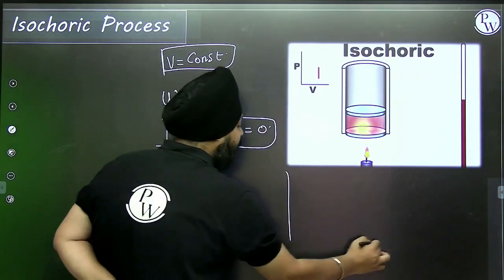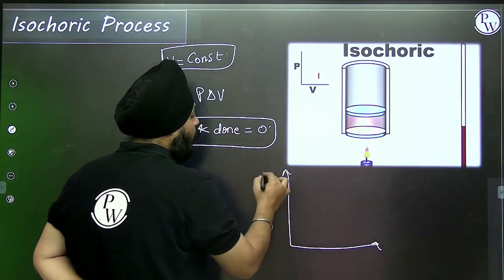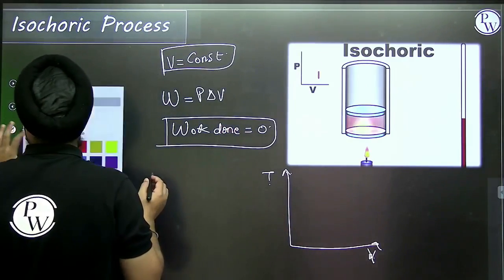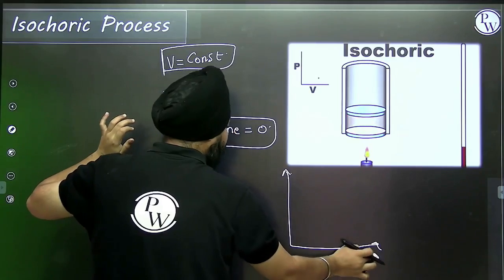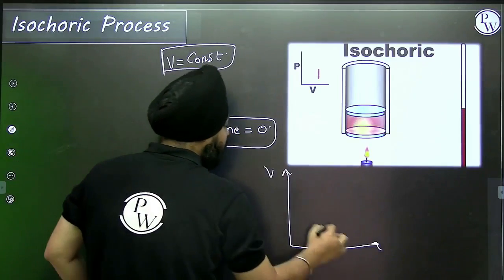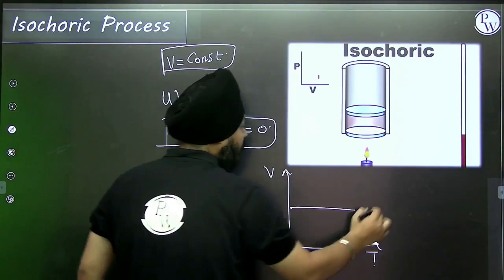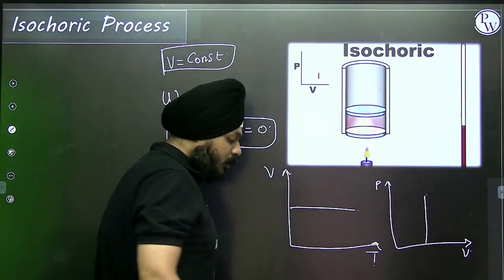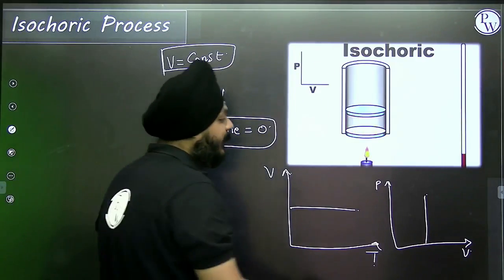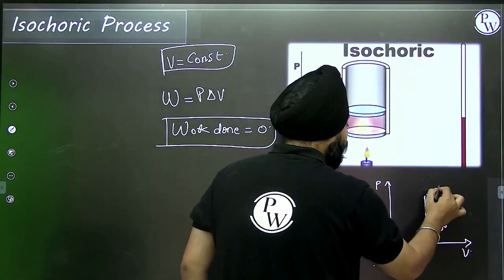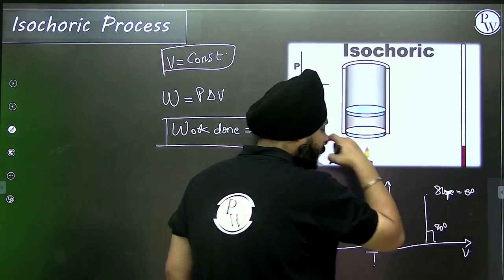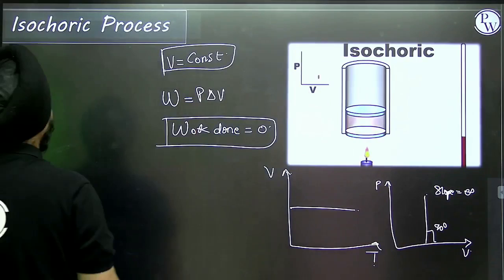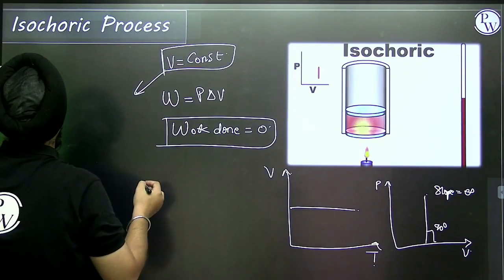It means what will be the graph? Suppose if you want the T versus V graph, okay, I'm sorry, V versus T, otherwise we will have the infinite slope. It's the V versus T graph, it will be like this way. If you want the P versus V graph, see, work done is 0, slope is 90 degrees, it is infinite, tan of 90 degrees. So this is the isochoric process, volume of the system is kept constant.